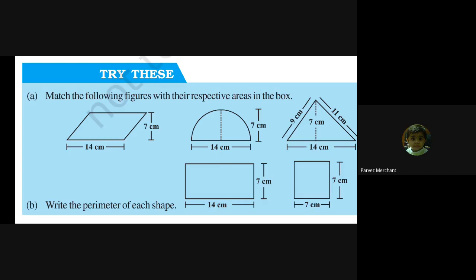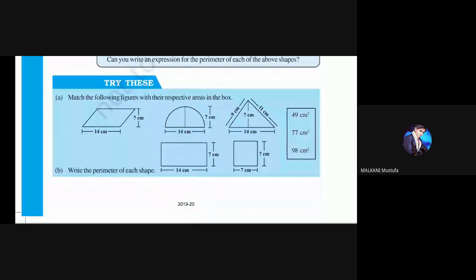Here given that the answer, sorry, it is area. Match the following figures with their respective area in this box. Three figures are given. The first figure is a parallelogram, the second figure is a semicircle, and the third figure is a triangle, right? Now tell me what is the area of a parallelogram?